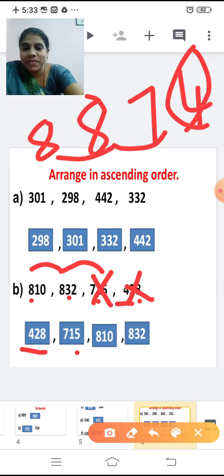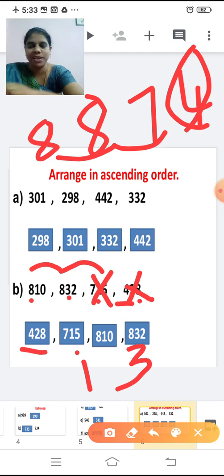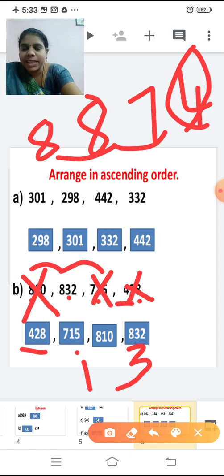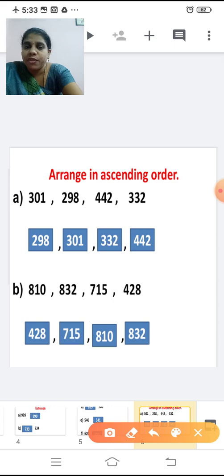Now compare between the first two numbers. Which is smaller, whether 810 or 832? You have to compare the digits, because in both the numbers we have 8 in the hundreds place. So compare the digit at the tens place. In first number we have 1 in the tens place. Second number we have 3. Now tell me which is smaller? 1. So 810 is smaller. So write it down, 810. Then at last 832.